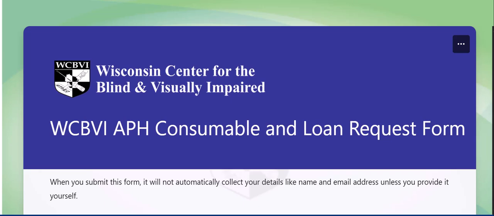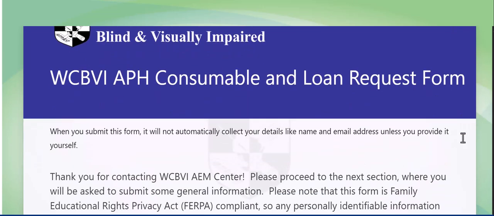So the form, again, is the Wisconsin Center for the Blind and Visually Impaired WCBVI APH Consumable and Loan Request Form. When you submit the form, you're not going to get your details automatically filled in. You're going to need to enter them manually. So when it asks for your email, your contact information, unless it's an autofill from your browser, you're going to have to manually put it in. I also want to tell you right off the bat that you will not receive a copy of this form in your email.